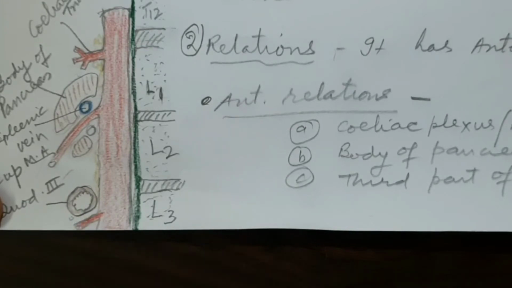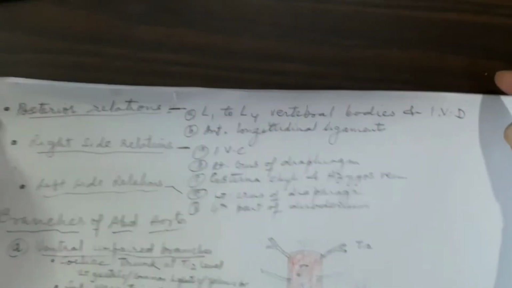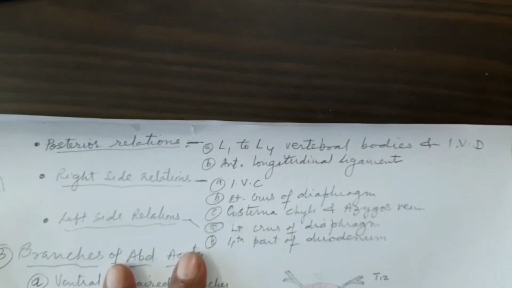So these are the anterior relations. Just note down this anterior relation, right? Now we come to the posterior relation. Let us see what are the posterior relations of the abdominal aorta.